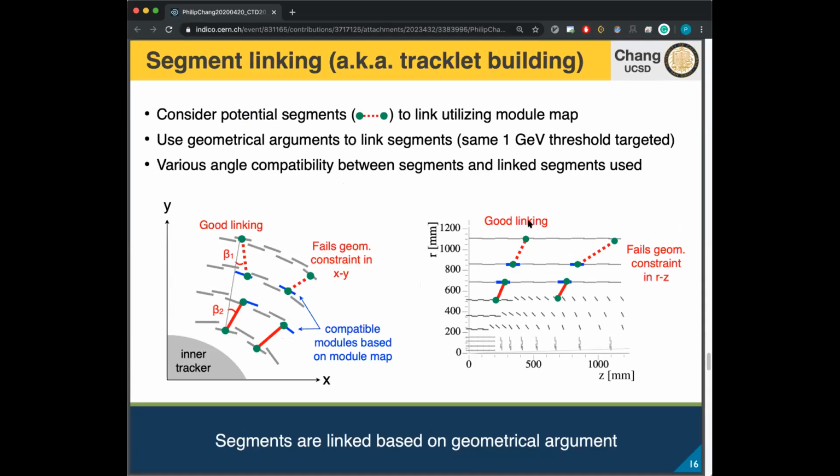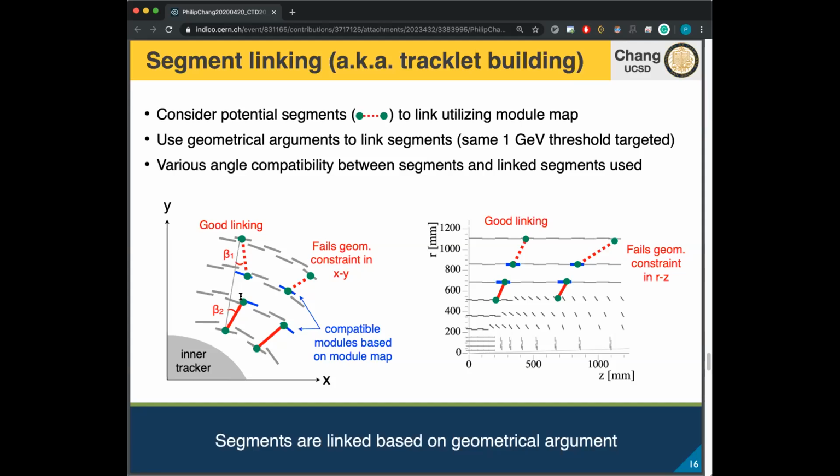After the segments are formed, you have to build more on top of them. What you can do is take one segment, where the 2 mini doublets are put together, and consider a potential segment, using the same module map concept to restrict your range of search. Then you take the potential segments that you want to connect, shown in the dashed red line, and apply geometrical arguments between the 2 segments.